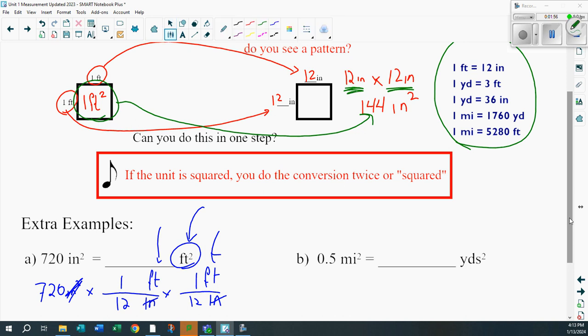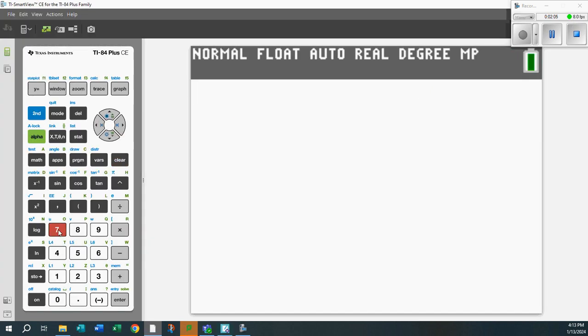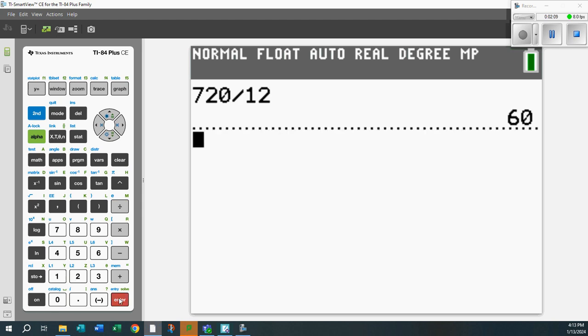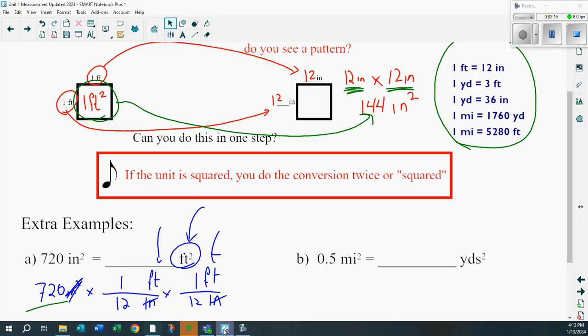But the hardest part is taking this 720 and dividing it by 12, divided by 12. Okay, so let's bring up the old calculator. Here we go. 720, we're going to divide by 12 once, and we're going to divide by 12 a second time. And look at that, we get exactly 5. Oh, that's nice. That means that this is exactly 5. 5 what? Don't forget, that was feet times feet.